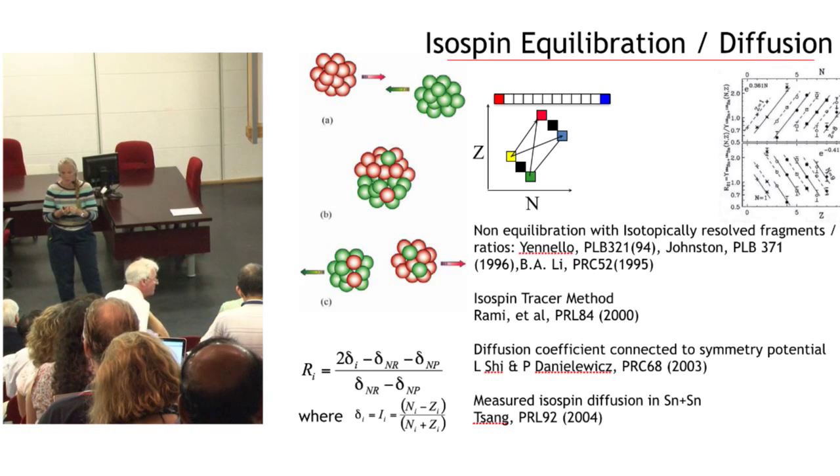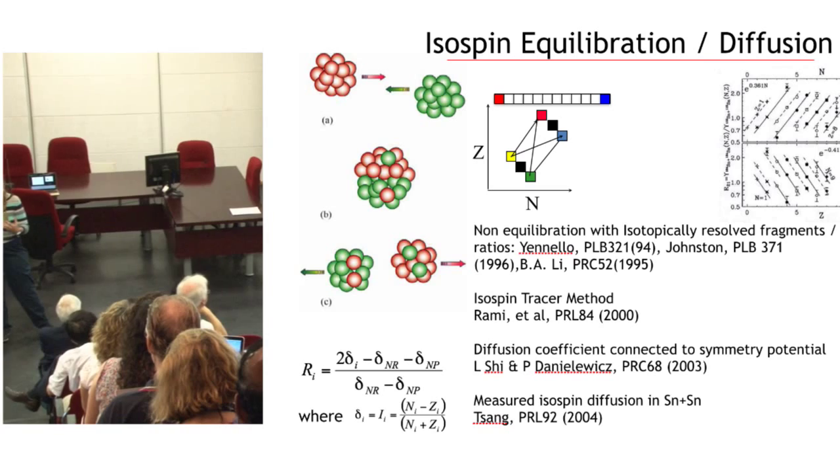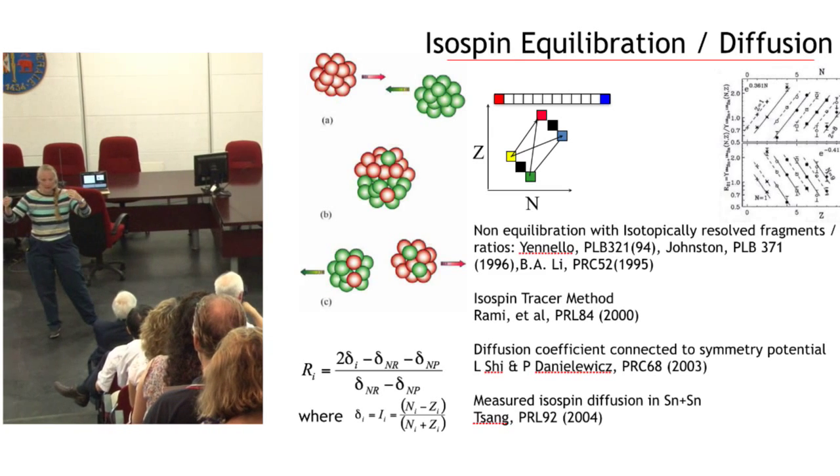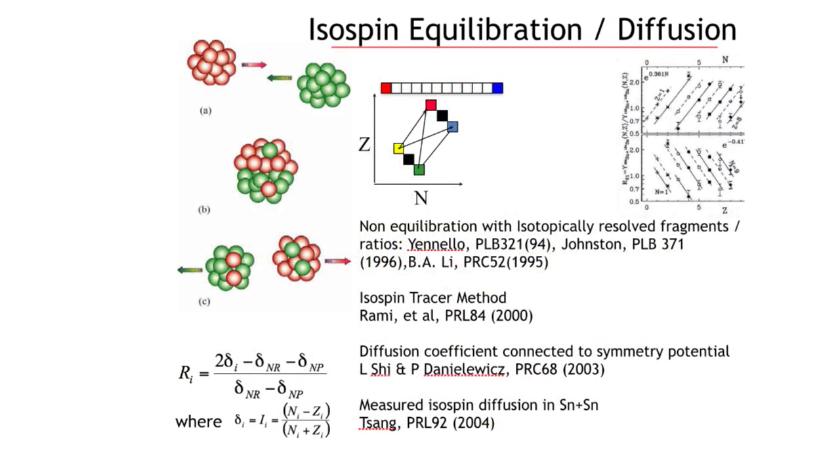So if you use tin 112 on tin 112 versus tin 124 on tin 124, those should be your anchors. And then the 112 on 124 versus the 124 on 112, do they come to the same answer, and is it halfway in between? Okay, so like I said, very nice work.